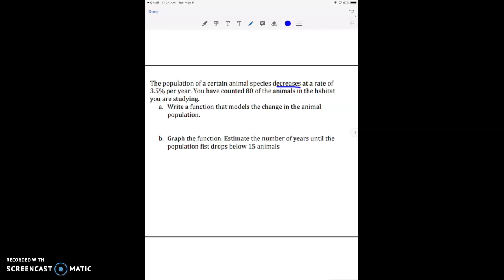First off, we have 80 animals. Then it's 1 minus r. My rate is 3.5, so again, move your decimal place 2 spots. You get 0.035 here. And of course, we have x, and this is equal to y. So now at this point, you could graph this, or you could begin plugging in numbers for x to figure this out.